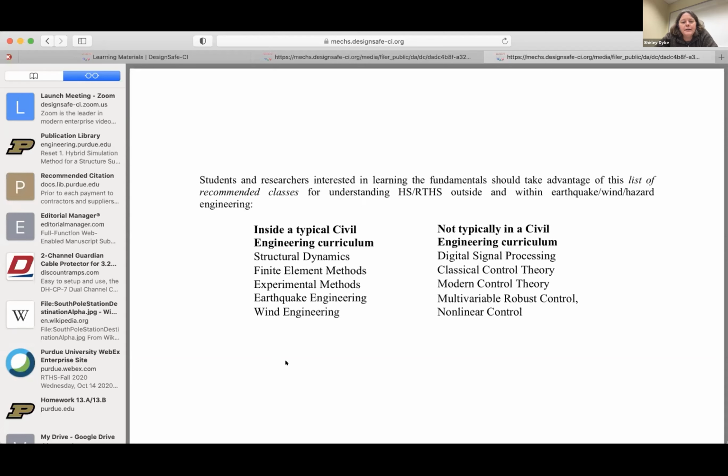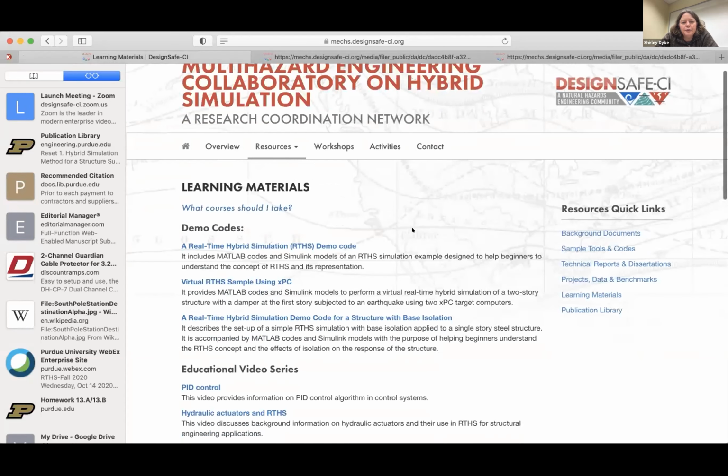We do have some documents, which I'll mention in a moment, but to learn different sides of the problem and how to speak those languages and to communicate well, we have a list of some of the courses that are most commonly used in real-time hybrid simulation and hybrid simulation. For instance, digital signal processing and control theory are some of the major ones.